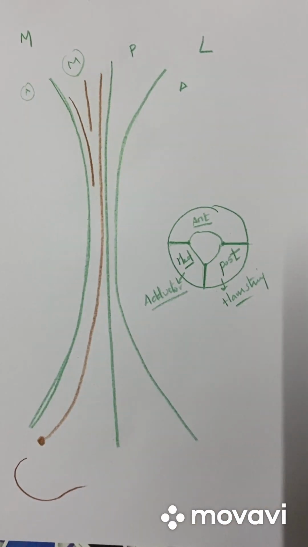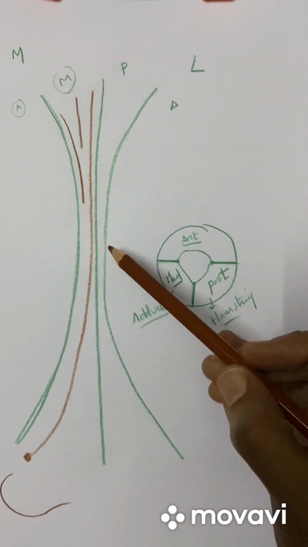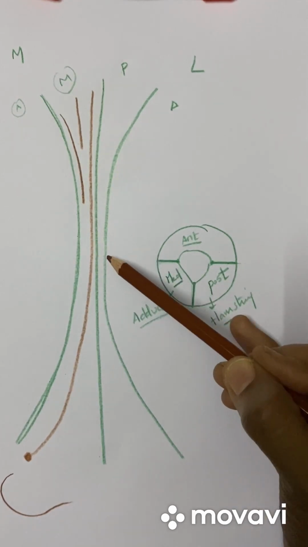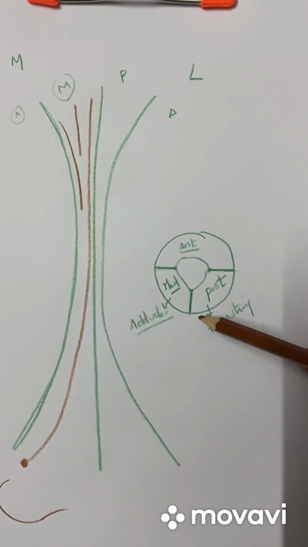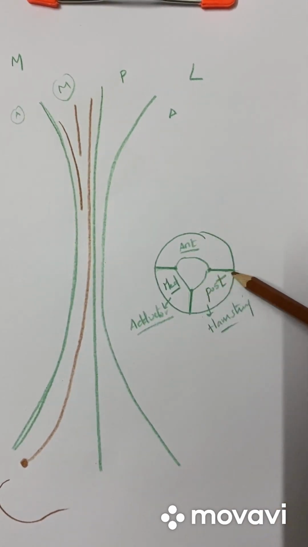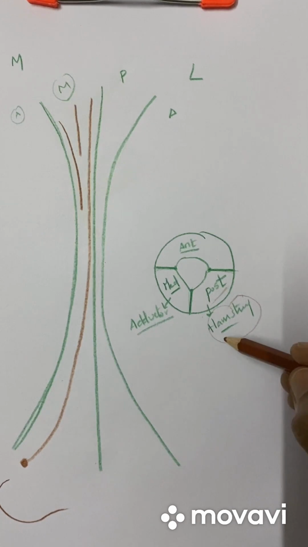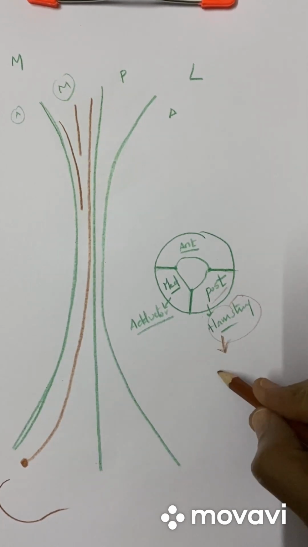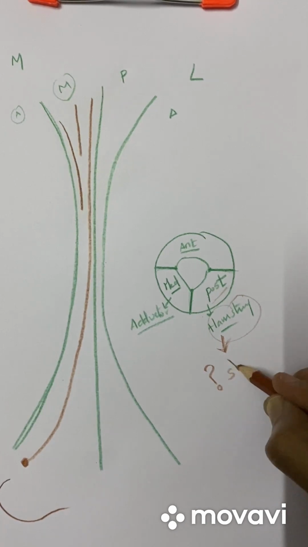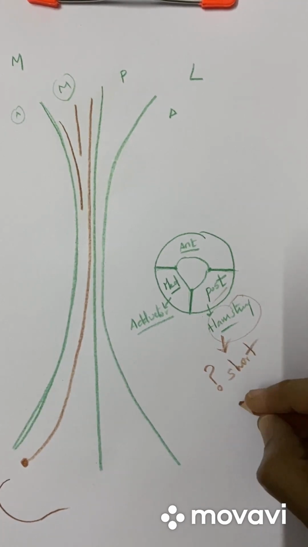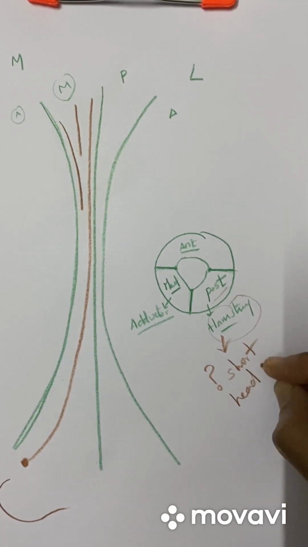Then we have the posterior intermuscular septum. Between the posterior and lateral septum is the posterior compartment. We know all the group of muscles in hamstring take attachment from the ischial tuberosity. So the only left out muscle to take attachment from femur is the short head of biceps femoris. It is the only muscle in the posterior compartment which takes attachment from femur. So between the posterior and lateral intermuscular septum is the short head of biceps femoris.